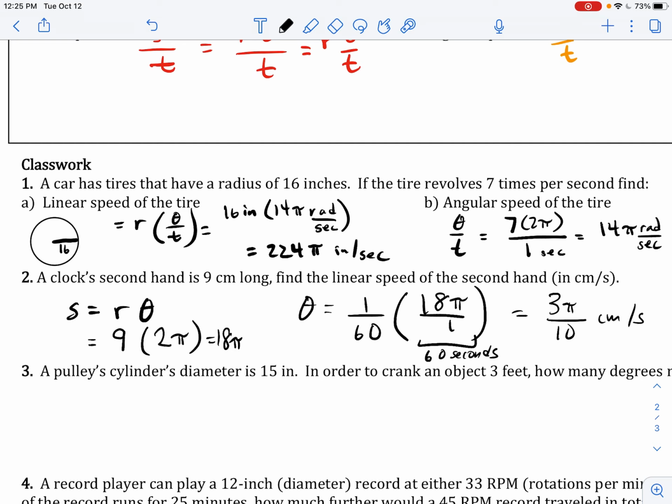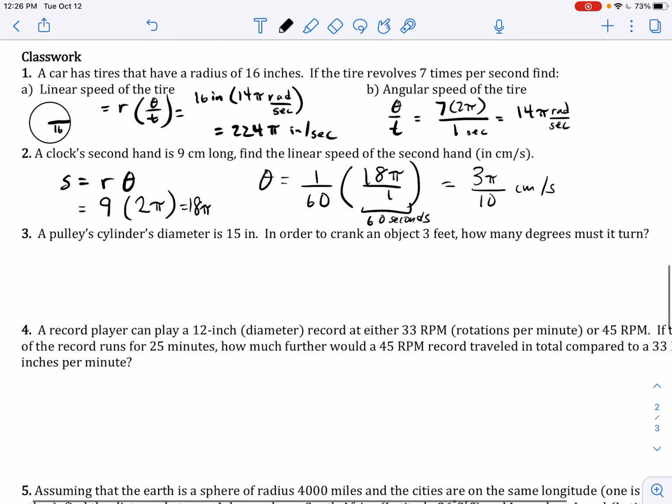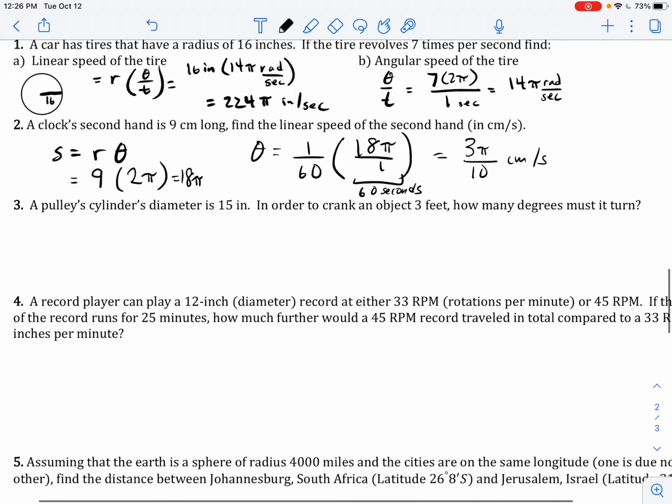Okay? All right. I'm working on this during my prep, just to give you a heads up. So the bell's going to probably ring in just a minute, but I'll finish up these problems, or as much of it as I can.